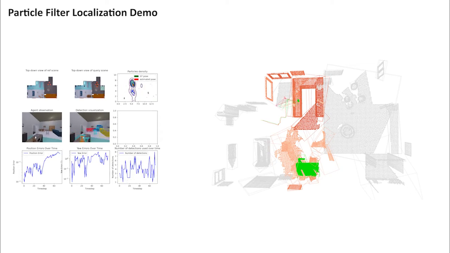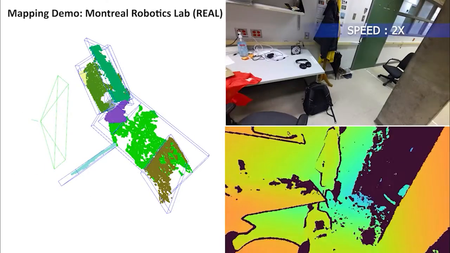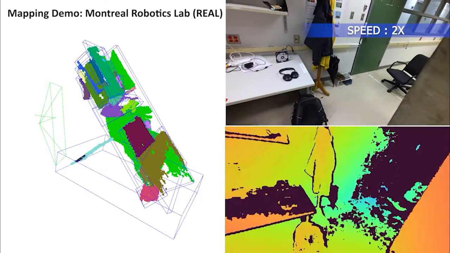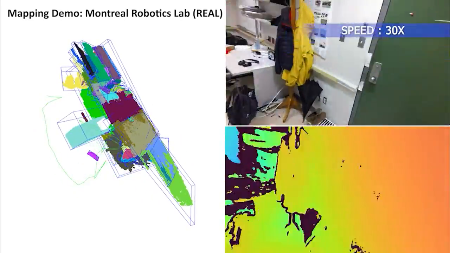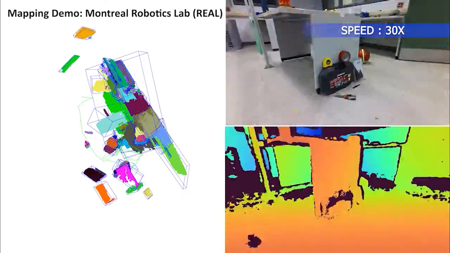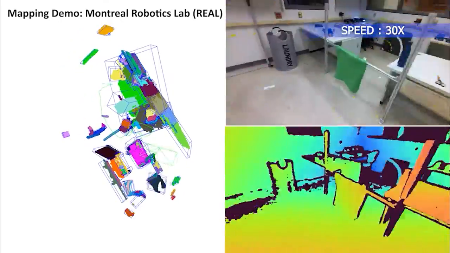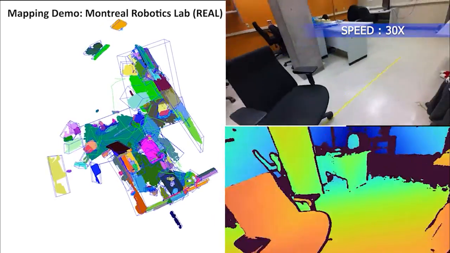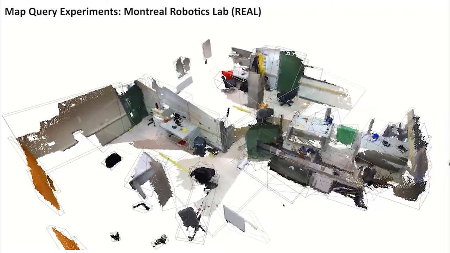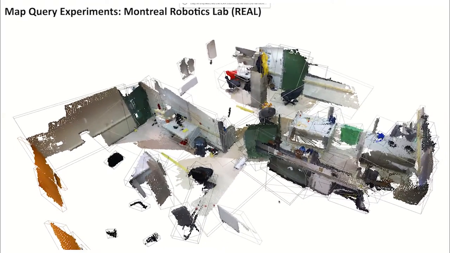shown in green here. Moving on to a real-world setting, here is a room at the University of Montreal being scanned with an RGB plus depth camera. To the left, we can observe the scene graph being built incrementally by ConceptGraphs. Once built, the scene graph can then be queried. Here is a visualization of the built scene graph.